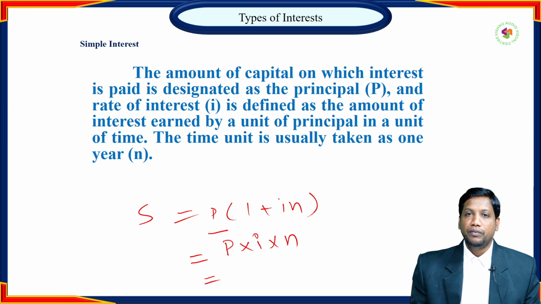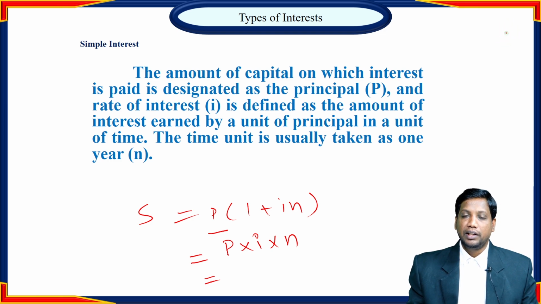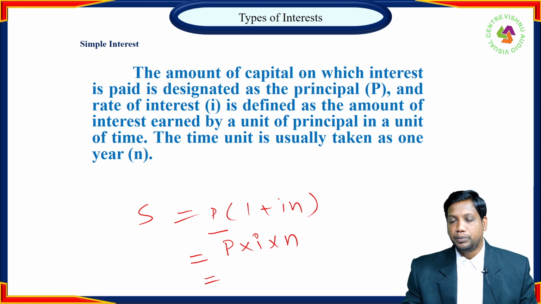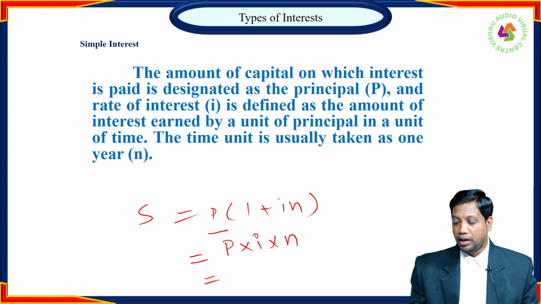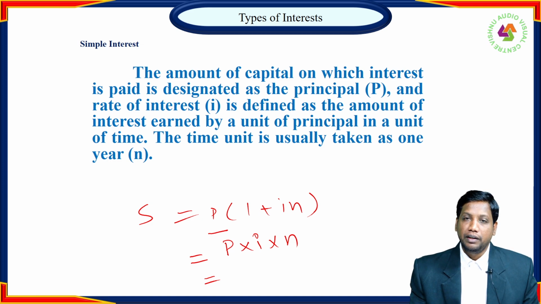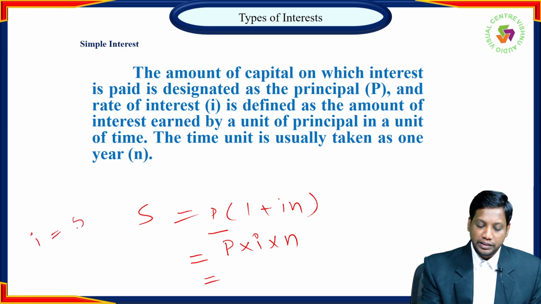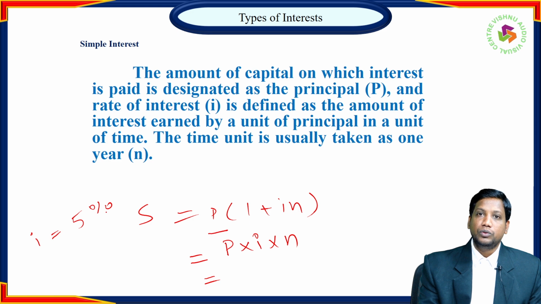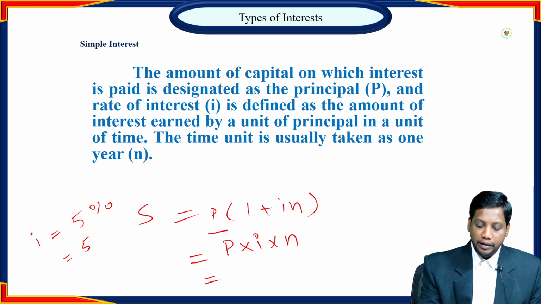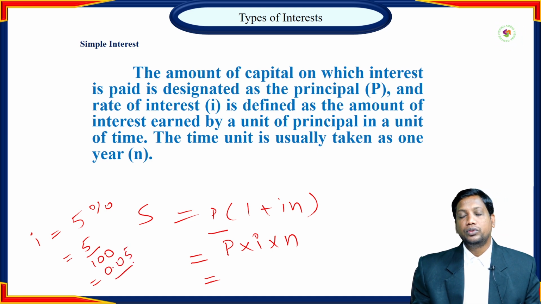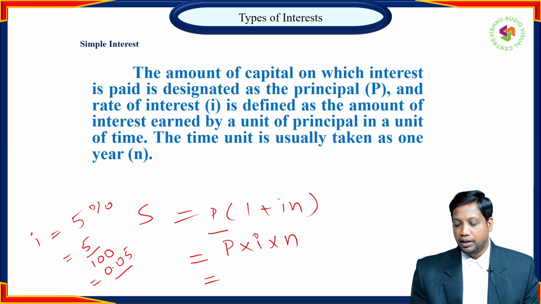Here many people will get confused. The interest rate is generally described as 5%, 6%, 8%, 10%, 12%. So how to represent I? It is represented in terms of percentage. So I equals 5% generally, that is I equals 5 divided by 100. So the interest rate is 0.05. This 0.05 we need to use in calculations.